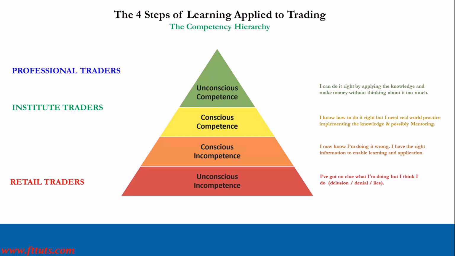What's the next level? Well, conscious incompetence. We're still in the realms of incompetence, but the person now has the right information. They know that they're doing it wrong. They have the right information, and that information is going to enable them to learn and potentially apply the skill set, okay? But they're still incompetent. But they're climbing the hierarchy because they're now conscious.